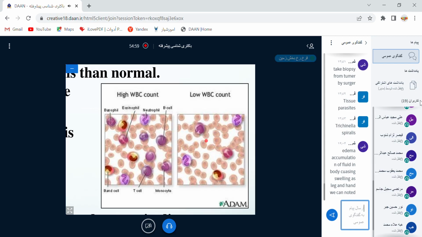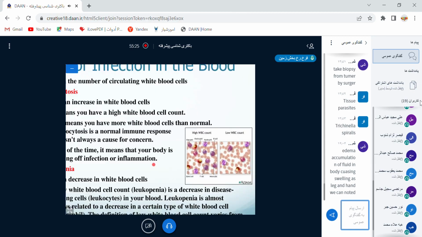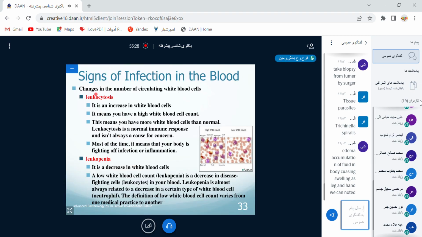This smear contains a low white blood cell count. And here, the left side smear is a high white blood cell count. Different cells: monocyte, T cell, and eosinophil, and the others. Okay? So right now, changes in the number of circulating white blood cells.